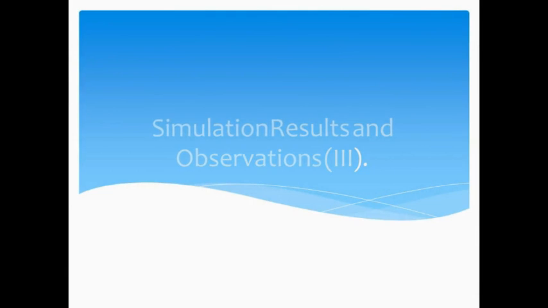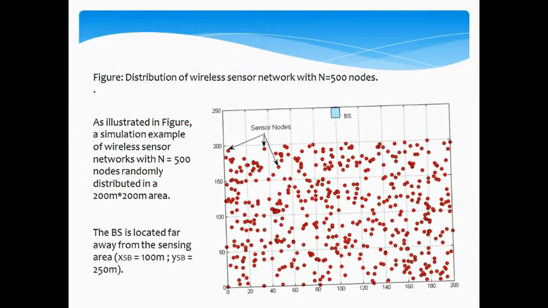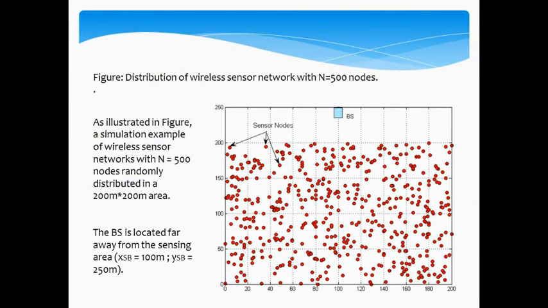Let's now study the results and observe what we can from these simulations. The first one describes the distribution of a wireless sensor network with the number of nodes being 500, randomly distributed in an area of 200 meters by 200 meters. The base station is located far away from the sensing area at the particular approximations.